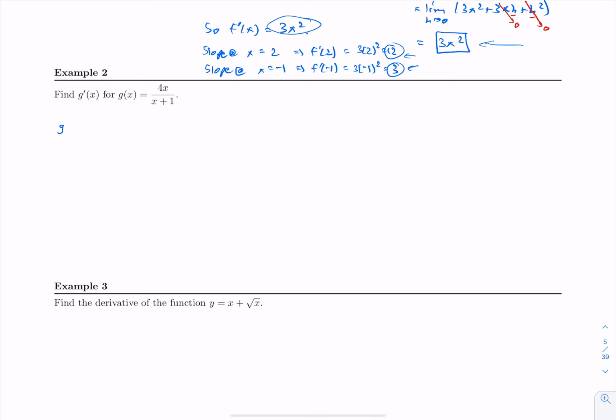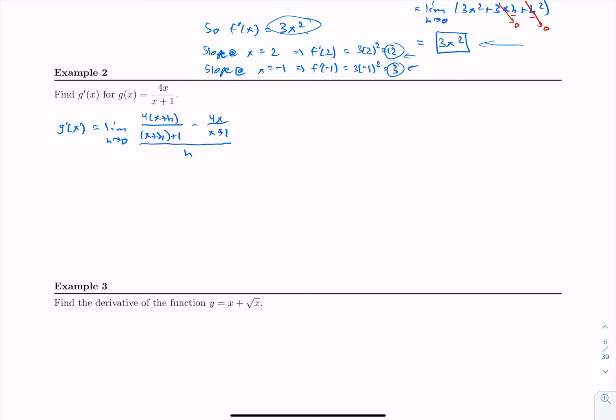So again, the definition does not change. It is going to be a limit as h approaches 0. Now we have to evaluate x at x plus h. So this would be 4 times x plus h over x plus h plus 1. So that's g of x plus h minus g of x, which is your original function. So far it looks bad, but don't forget we also have that h in the bottom.